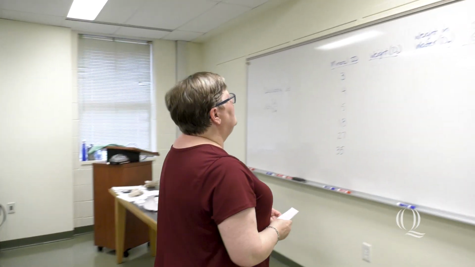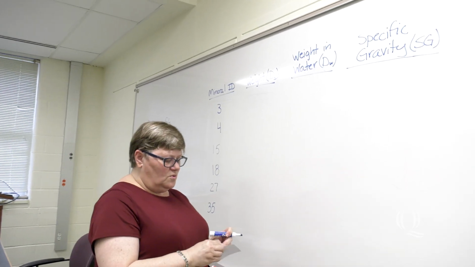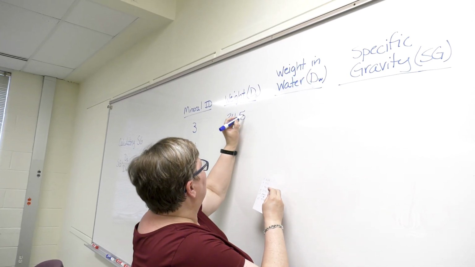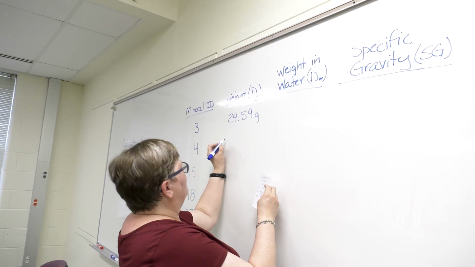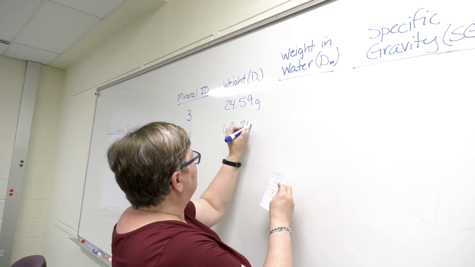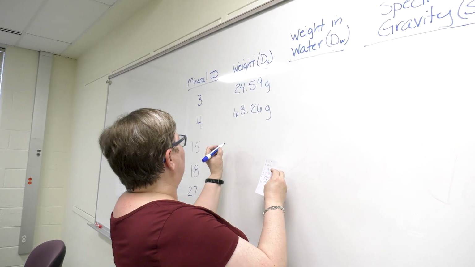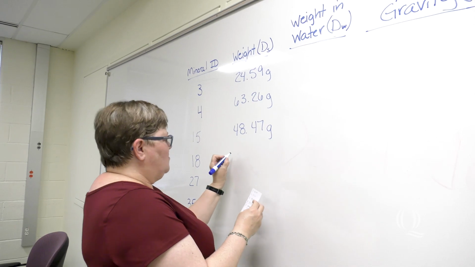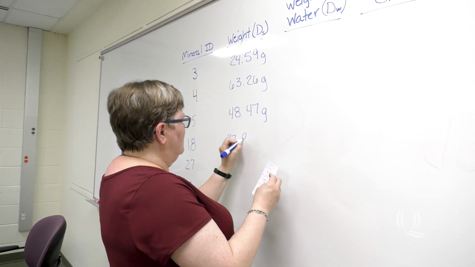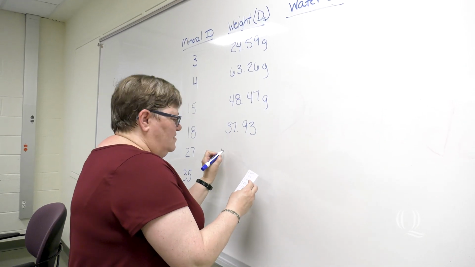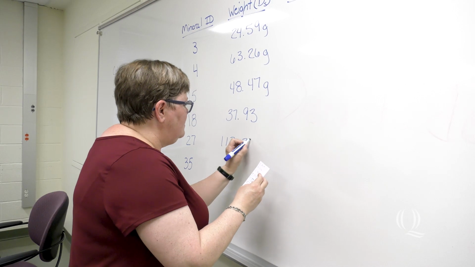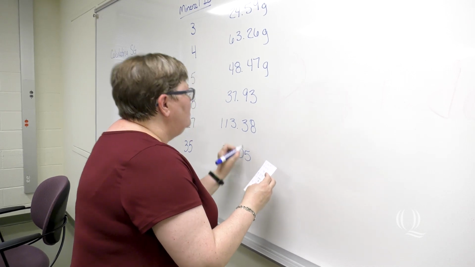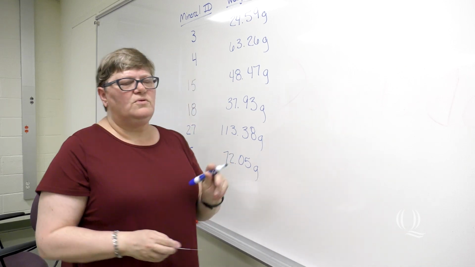So let's enter our data up here on our table, and you will enter this into the table that you have. For number 3, we had 24.59. For number 4, it was 63.26. For number 15, it was 48.47. Sample 18 is 37.93. Sample 27 was 113.38. And sample 35 was 72.05. These are grams. Always remember your units.